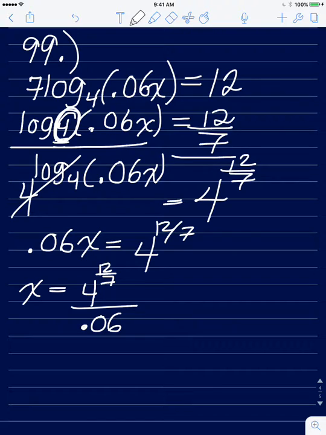And let's actually use our calculator for this one. So 4 raised to the 12 over 7 power divided by 0.06. And that's 179.45. Okay, hopefully these examples help you.